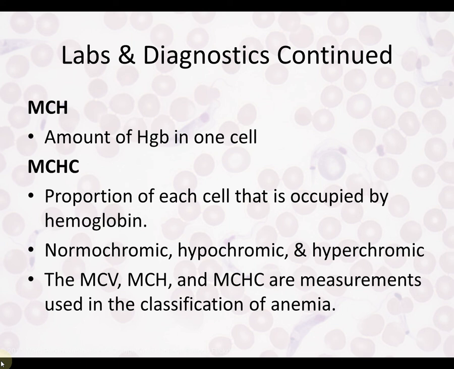Iron deficiency anemia is the most common cause of a hypochromic anemia. When your erythrocytes have a normal amount of hemoglobin, it is called normochromic. When there is a decreased color, it is called hypochromic. And when there is an increased redness in the blood, it is hyperchromic. The MCV, the MCH, and the MCHC are measurements used in the classification of anemia.